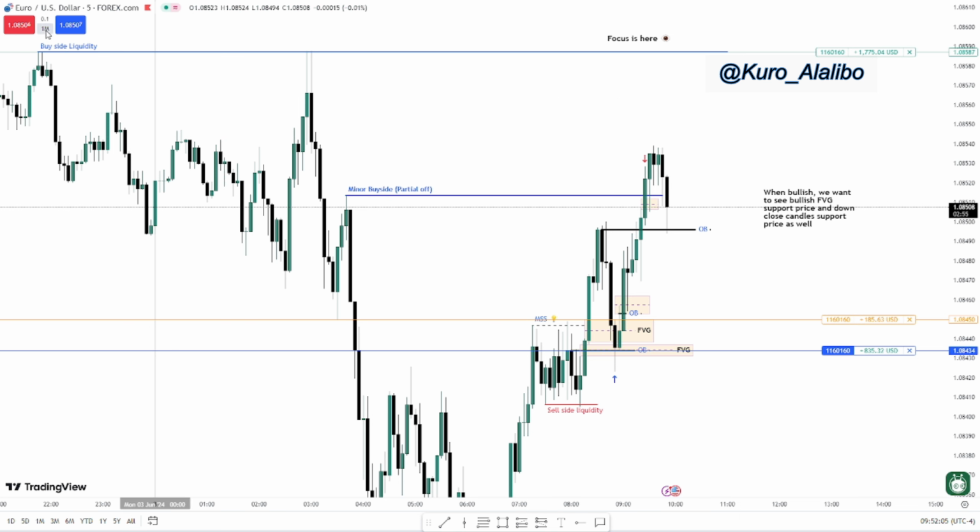So I'm going to pyramid the position. I'm going to add more to my position. If it gets back down to this order block again, I'm going to add more because that is a change in the state of delivery. Any retracement back in can be an opportunity to add even more to the position.